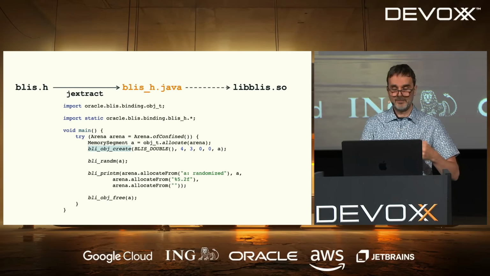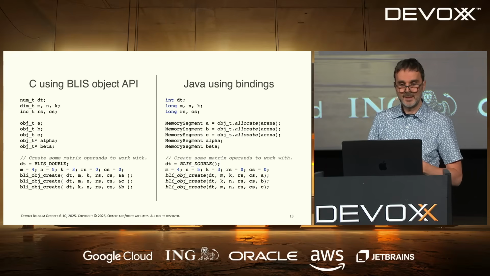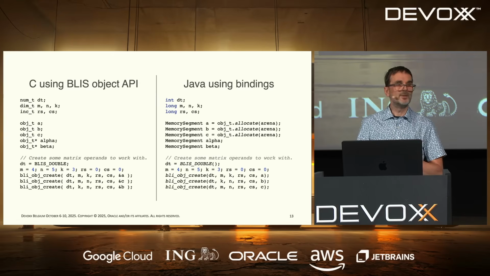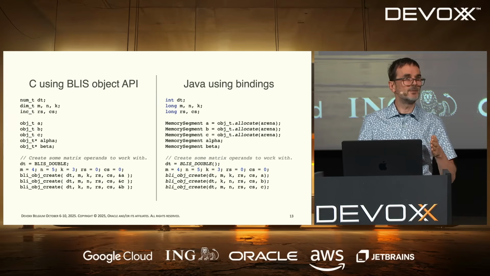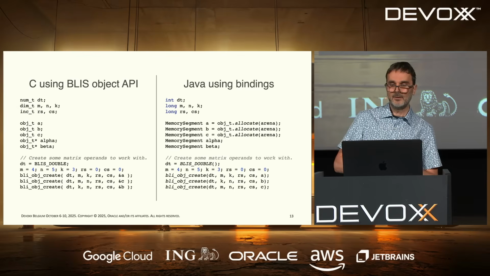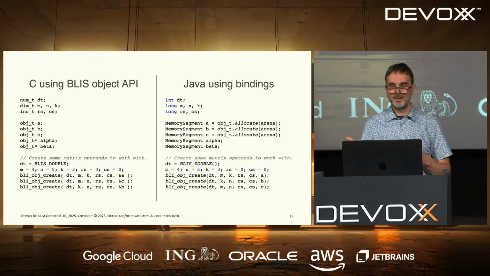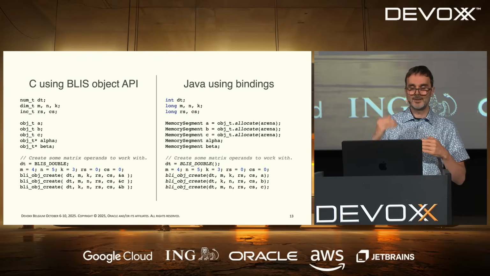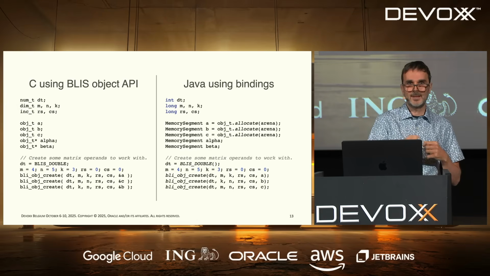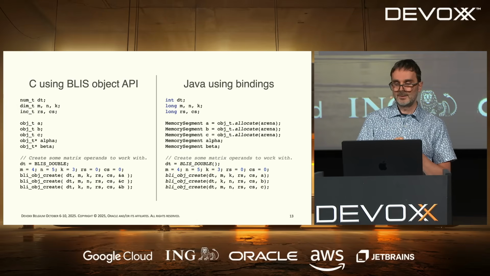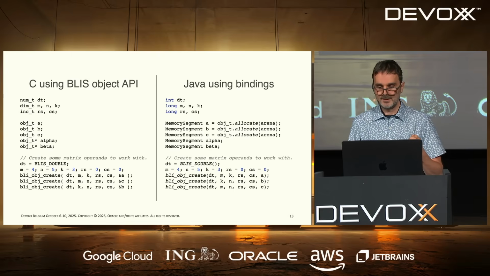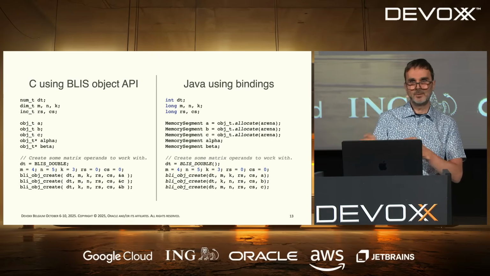So effectively, what I'm doing is I'm writing C code in Java. On the left-hand side is the C using the BLIS object API, and on the right-hand side is Java using the bindings. It's almost one-to-one similar, except I can't allocate structures on the stack. I have to allocate them off heap, like so. And so they're pointers instead. But you can see the comparison between the two.